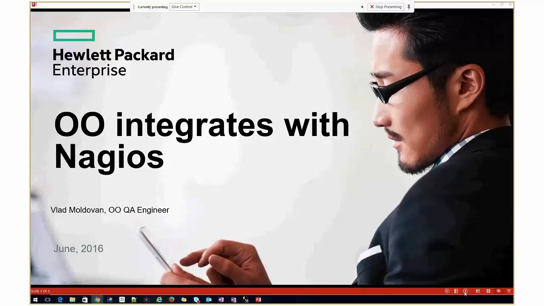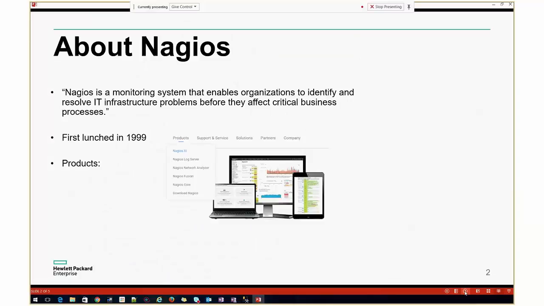So I worked together with a colleague, Andrei Mendel, and we created the O integration with Nagios. Now, Nagios is a monitoring system that first started with network monitoring and then kept expanding. Currently, it offers a core server which monitors hosts and services, and a lot of other products which include network analyzers, application analyzers, and pretty much all of the IT infrastructure problems can be, let's say, prevented by monitoring.